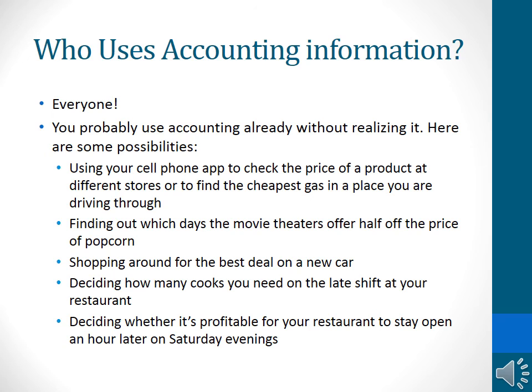A company might have to decide things like how many cooks they need on the late shift at their restaurant. That's a use of accounting information. They might have to decide whether it's profitable for the restaurant to stay open an hour later on Saturday evenings. That's a use of accounting information. There are lots of different detailed uses of accounting information that we're going to learn about in this class.